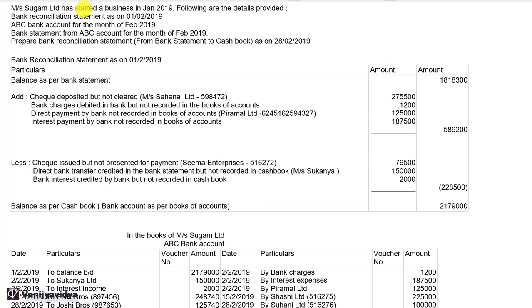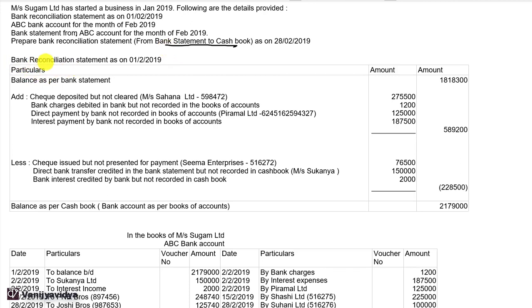Messrs. Sugam Limited has started a business in Jan 2019. Following are the details provided. So we have bank reconciliation statement as on 1st Feb 2019, ABC bank account for the month of Feb 2019, bank statement from ABC Bank for the month of Feb 2019. Prepare bank reconciliation statement from bank statement to cash book as on 20th Feb 2019. From bank statement to cash book means we have to start with the balance as per bank statement and we have to derive what is the balance as per cash book.